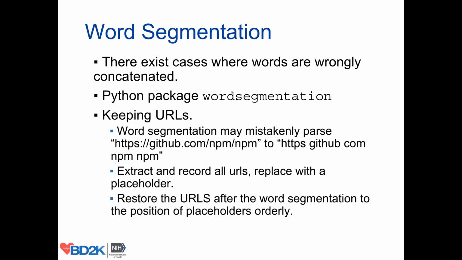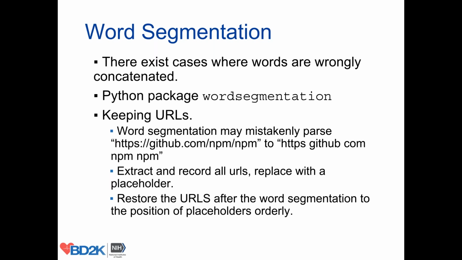Okay, so there are cases where words are wrongly concatenated from the raw text, which will cause a very big trouble to the parsing. So we use the Python package word segmentation to deal with such problems. But another problem occurs during the segmentation: the Python package may destroy the structure of a URL. For example, all the punctuation in this GitHub link is incorrectly removed after the word segmentation.